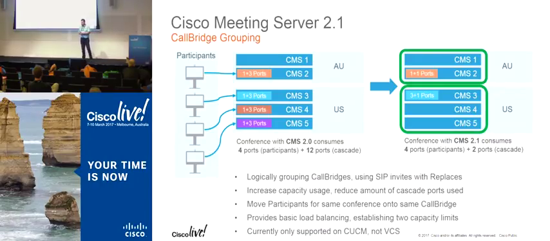So now, using SIP invites with replaces, when a call comes in and lands on, for example, CMS4, the call will automatically understand that, hey, we've already got that conference running on CMS3. I'm going to redirect that call from CMS4 to CMS3 using SIP invite with replaces. So this is a Communications Manager function that enables us to do that.